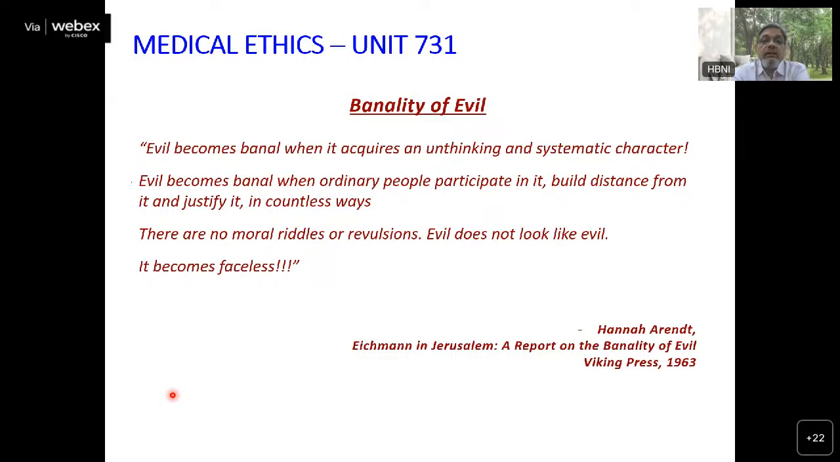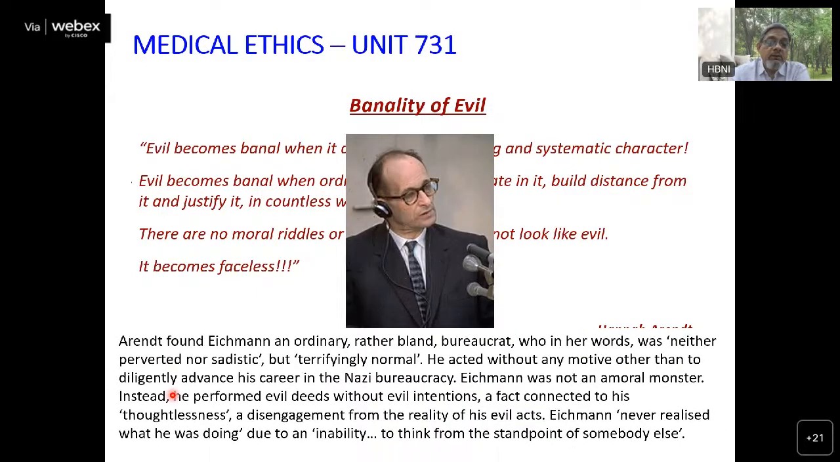So, banality of evil. What is banal? Banal means it's ordinary. So evil becomes banal when it acquires an unthinking and systematic character. It becomes banal when ordinary people participate in it, build distance from it, and justify it in countless ways. Okay. So it becomes essential. Evil does not look like evil. It becomes faceless. So this was something she wrote at that time.